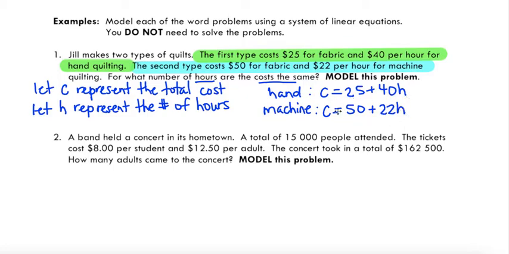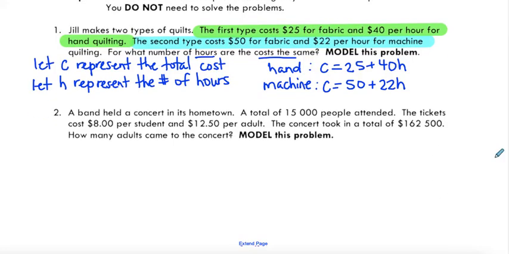So the fabric cost will be the same, and then the hourly wage goes up depending on how long you have to do the quilting for. So those would be the two equations for this situation. Let's take a look at the next example.